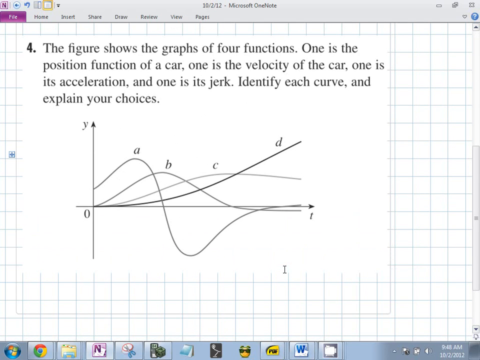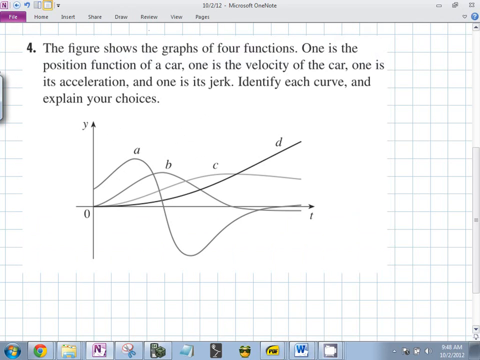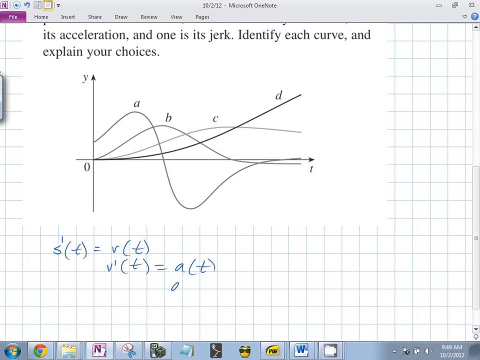One of them is the position, one of them is the acceleration, one of them is velocity. So what the relationship is, if you have the position, the derivative of position is velocity. The derivative of velocity is acceleration. And the derivative of acceleration is, we'll call it j of t.